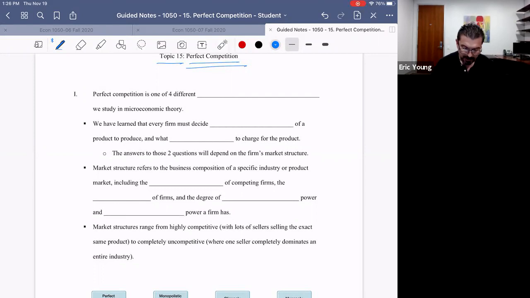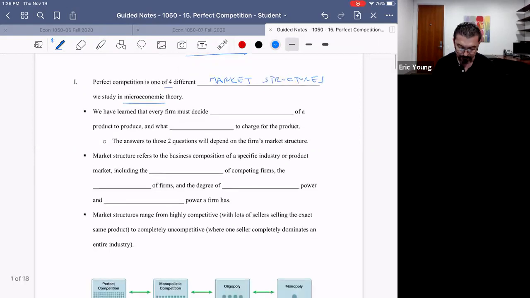Let's jump in. The basic idea is perfect competition is one of 4 different market structures that we're going to study in economics. Specifically, there are 4 different market structures that we study in the microeconomic section. Now, earlier in previous lectures and discussions, we have learned that every firm has to answer certain key questions, right? We know that every firm's goal is to maximize profit.